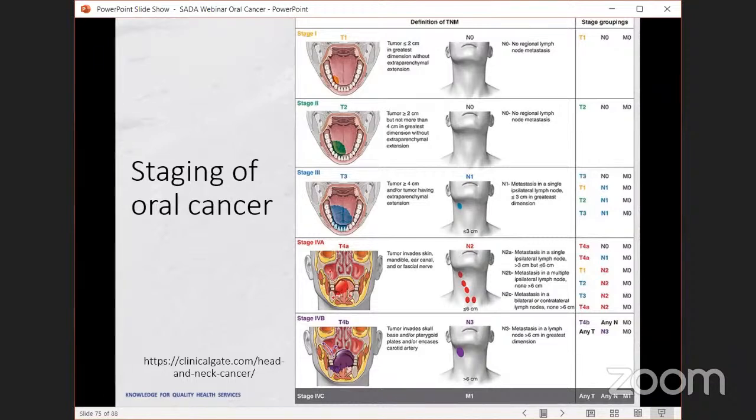Also no metastasis. In stage 4B, the tumor is any size, and the cancer is found in a lymph node and is larger than 6 centimeters, but there are no metastases. The tumor has invaded the muscles and bones that form any part of the mouth or the base of the skull, and it encases some internal arteries. In stage 4C, the cancer has metastasized.